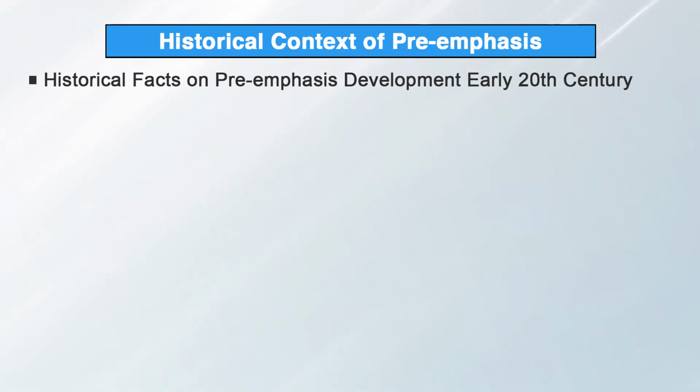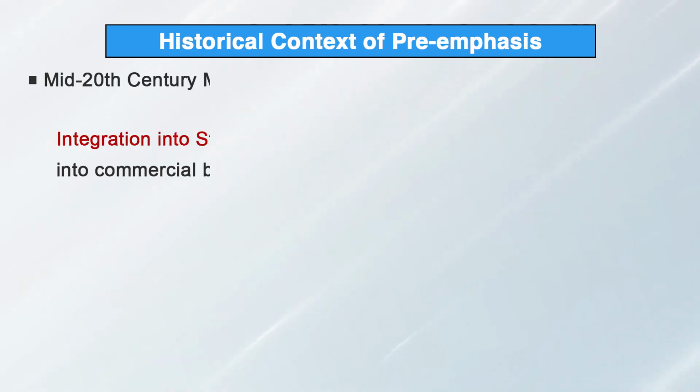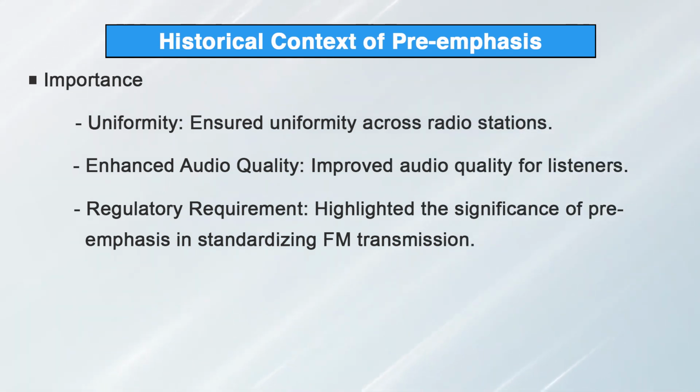Now, it is time to discuss some of the interesting historical facts related to the development of the pre-emphasis technique. The concept of pre-emphasis emerged alongside the development of FM broadcasting in the early 20th century. One significant historical milestone was its integration into commercial broadcasting standards during the mid 20th century in the United States. For example, the Federal Communications Commission (FCC) mandated the use of pre-emphasis in FM broadcasting systems to ensure uniformity and improved audio quality across radio stations.